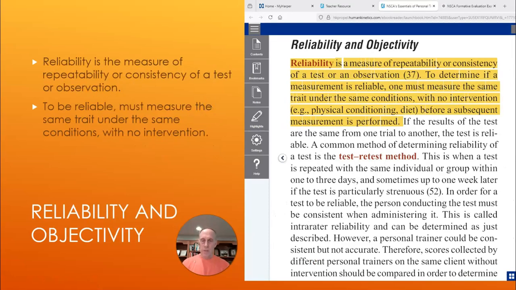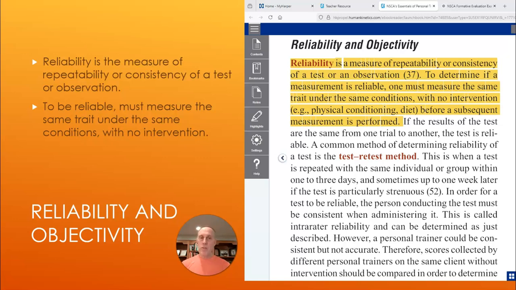So reliability. When we look at reliability, it's the ability to implement a test and then implement that test again, and again, and again, and measure the same trait in the same conditions over and over. So what you'd like to have is consistency within a test. And the consistency, meaning your ability to administer the test and get the same results under the same conditions, means that the test itself is reliable.